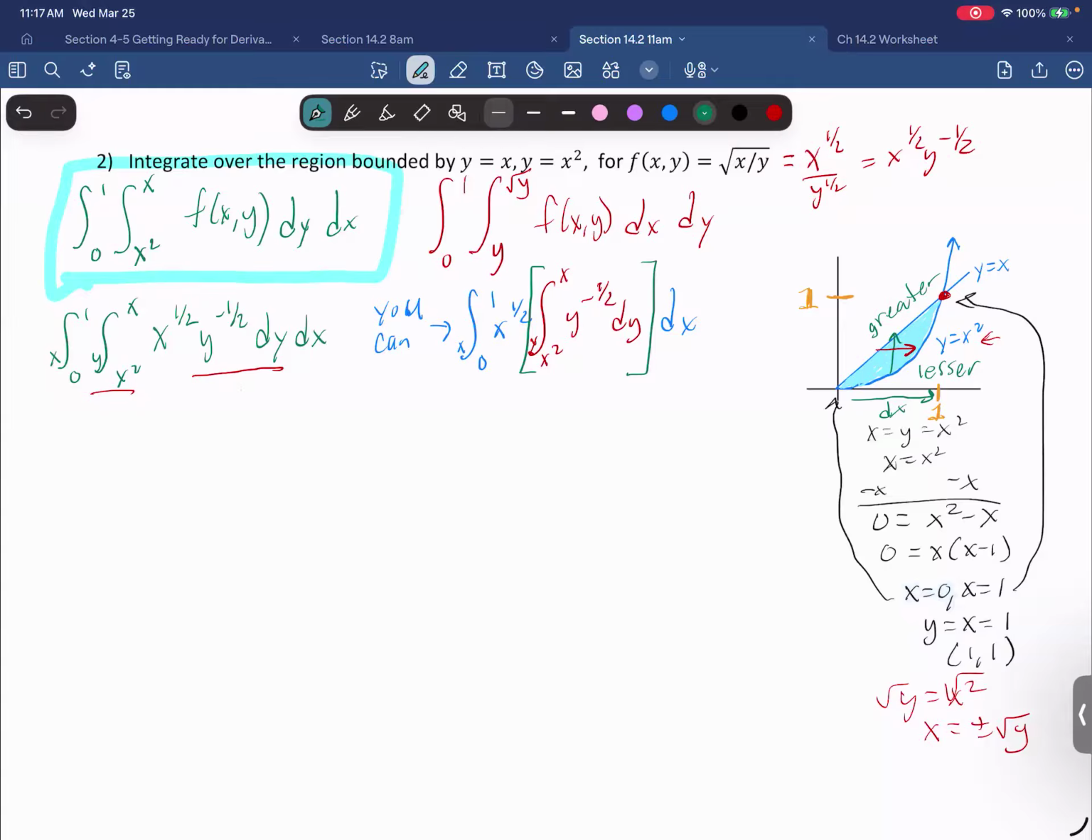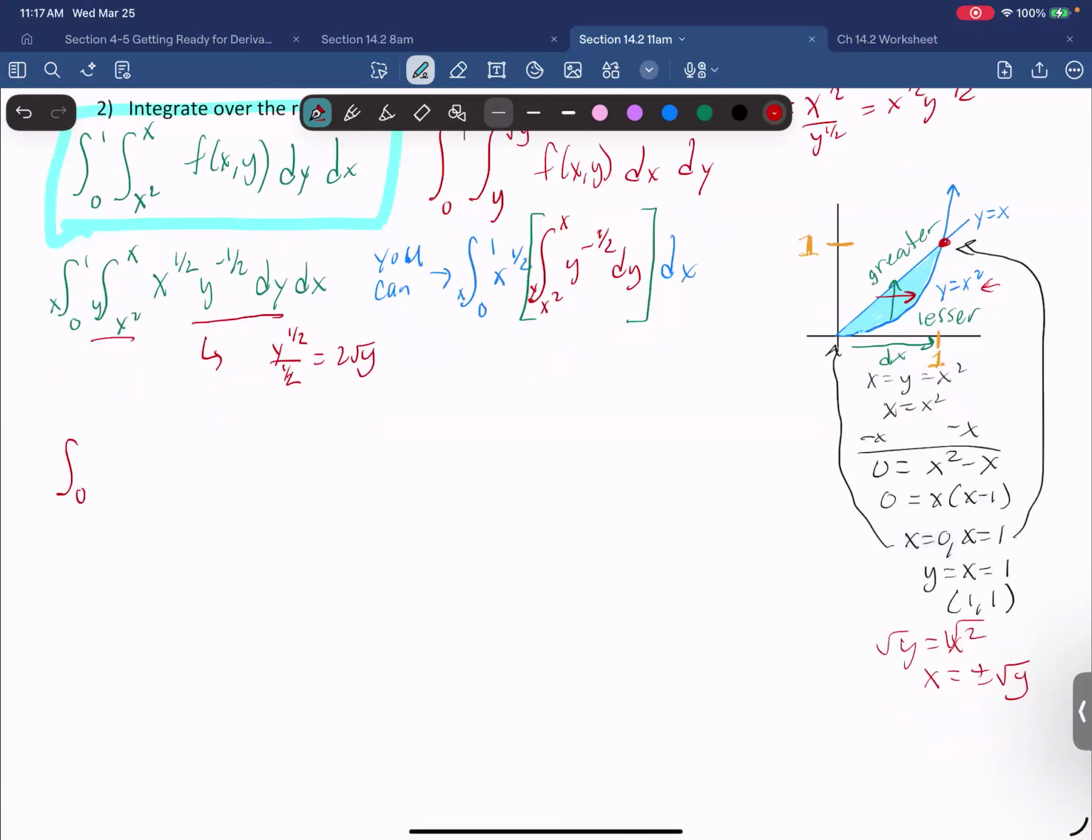When we integrate this portion, it goes up a power, and then we divide by the power, which gives us 2 root y. And we still have the x to the 1/2 out front. I've got the integral from 0 to 1 of 2x to the 1/2 times y to the 1/2, evaluating y to the 1/2 from y equals x squared to y equals x, and we've got our dx.